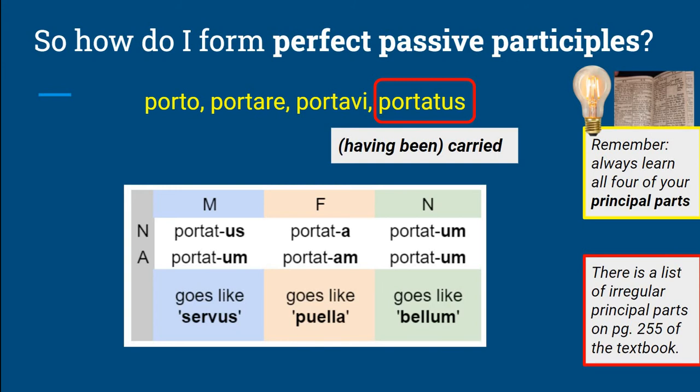Some more good news is that you already know the endings that it'll take in different cases also, because it's going to behave like some nouns you're very, very familiar with. So in the masculine, portatus will decline just like the noun servus. Portata, the feminine, will decline just like the noun puella. And portatum, in the neuter, will decline just like the noun bellum. If you need a refresher of those noun endings, just check your PLC. Another piece of advice is if you want to look over irregular or unpredictable principal parts in general, there's a really useful list on page 255 of the textbook.